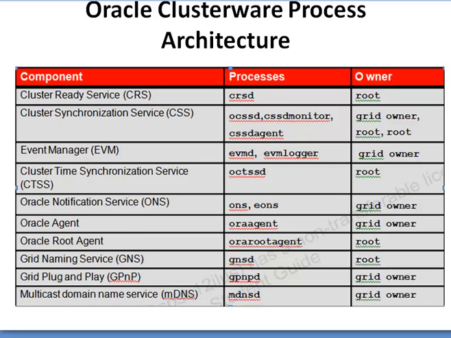CTSS is Cluster Time Synchronization Service. OCTSSD is the process name and it will be owned by root. ONS is Oracle Notification Service. Processes are ONS and EONS, and the owner is grid owner. Oracle agent is Oraagent. Owner is grid owner. Oracle root agent is Orarootagent, going to start the Orarootagent process. Owner is root. Grid Naming Service GNS and Grid Plug and Play GPNP, as you can see, are owned by root and grid owner respectively.